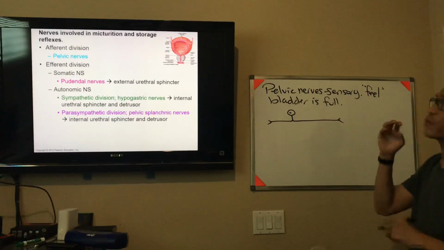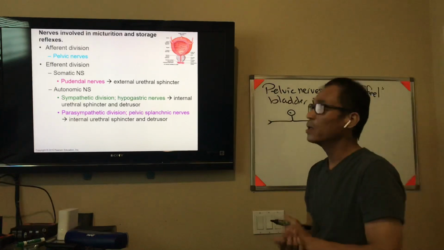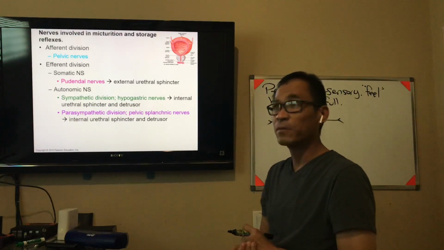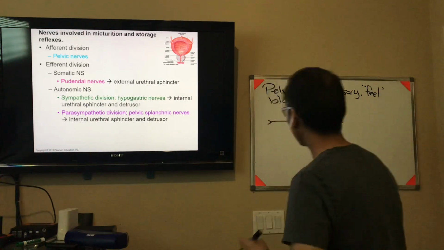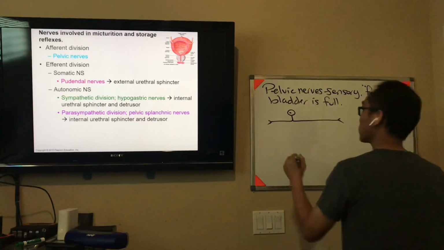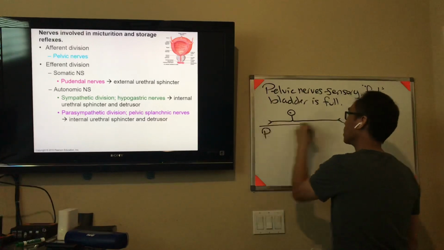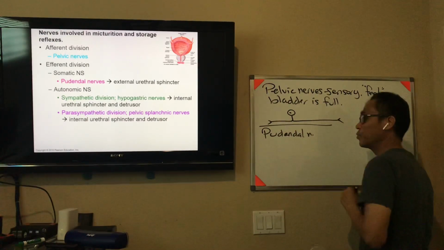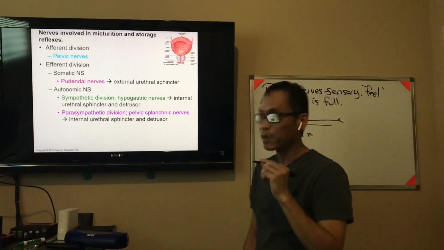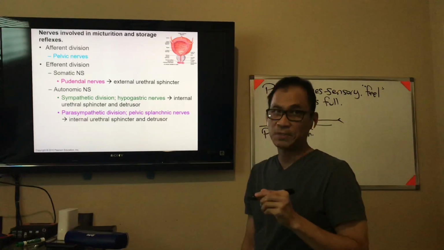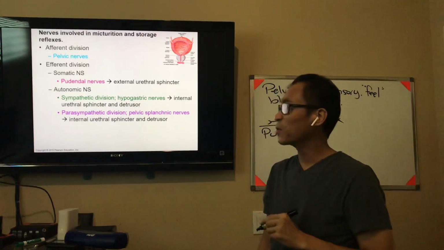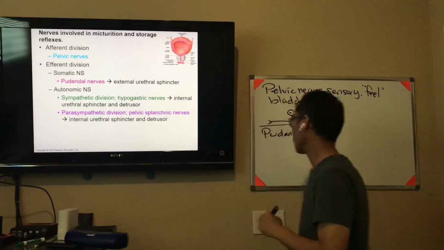Also remember that for the motor division, the efferent division, we're going to talk both somatic and autonomic nerves because we have both in play. So for the efferent division, we have pudendal nerves. The pudendal nerve is part of the somatic nervous system that innervates skeletal muscle. So remember, that's going to innervate our external urethral sphincter.